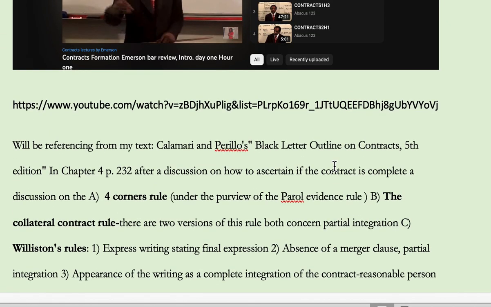Now, there are other, expanding, let's just put it this way, Corbin and Williston did not just comment on this particular subject, parol evidence. They talked about a lot of other things about contracts besides that.